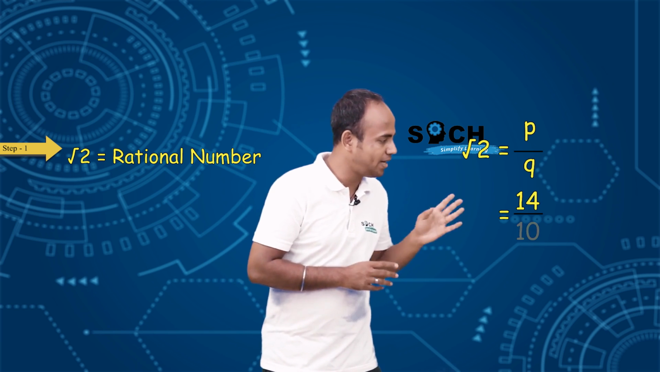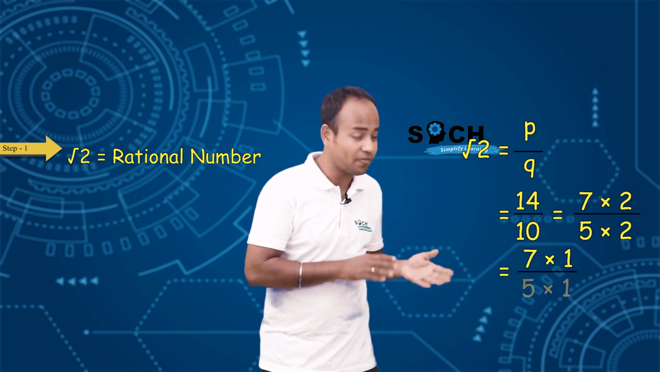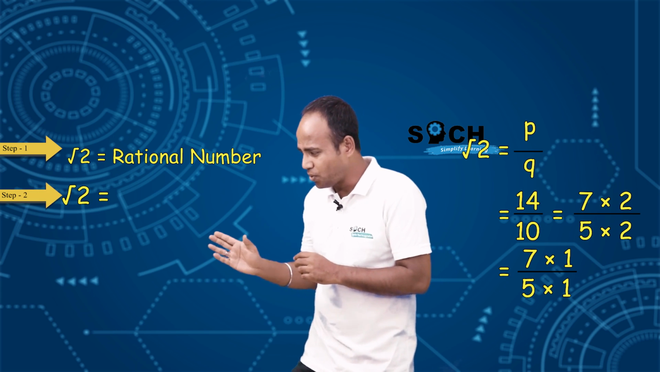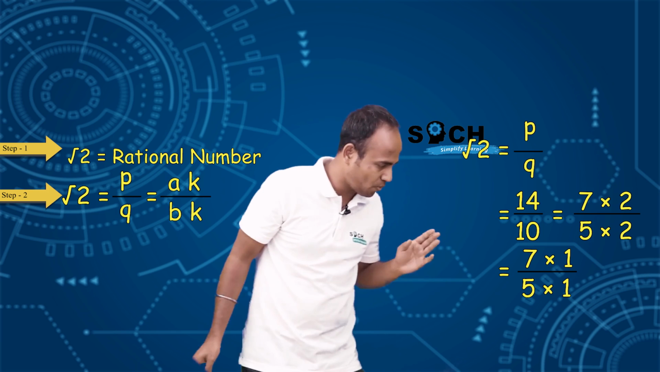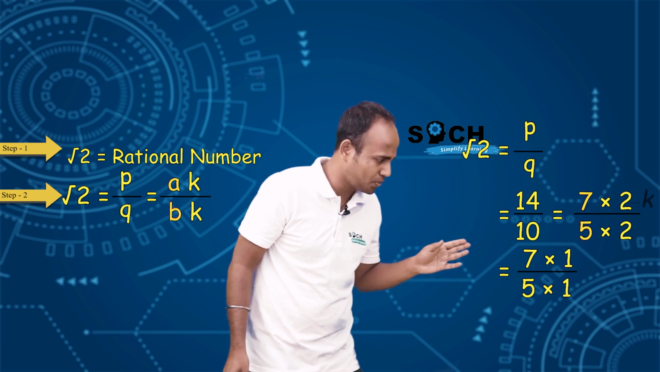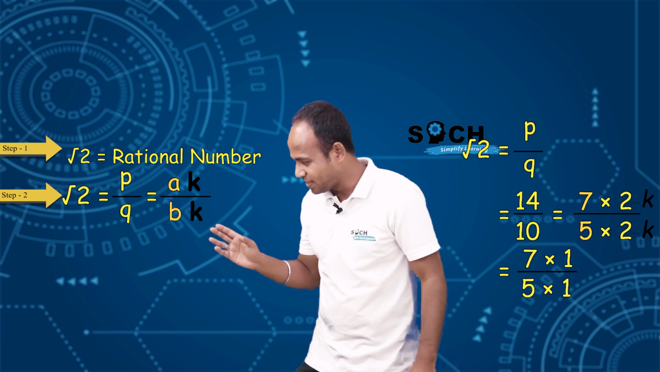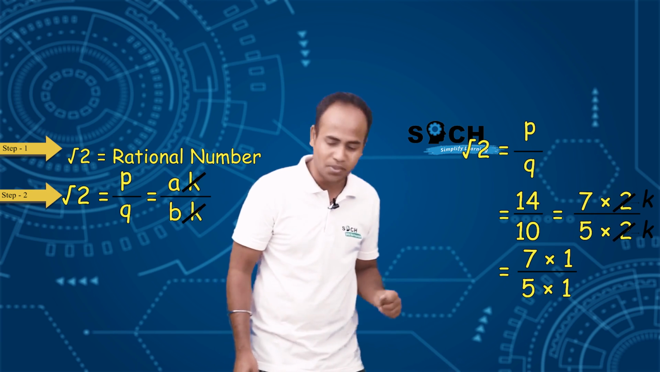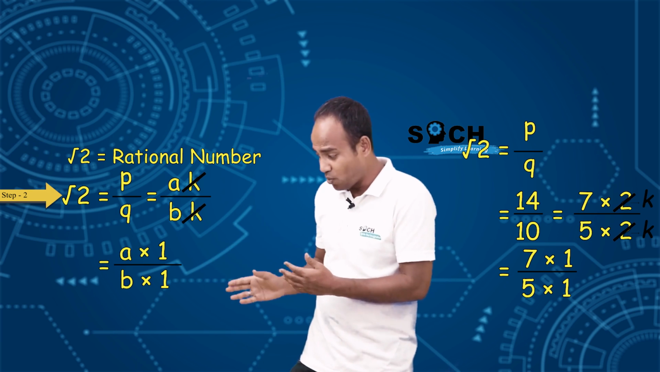P by Q. For example, if I say this is 14 by 10, that means 7 2s are 14, 5 2s are 10, which is 7 by 5. That means in our second step I can see that root 2 is P by Q, and P by Q is AK upon BK. What is AK? AK is 7 into 2, K is 2, and BK is 5 into 2, K is 2. So this is AK upon BK. If I cancel K, as I have cancelled 2 here, then I get root 2 equal to A by B. So that is A into 1, B into 1.